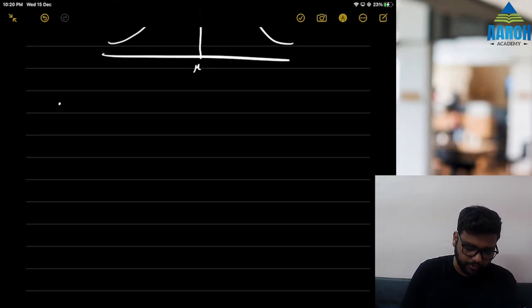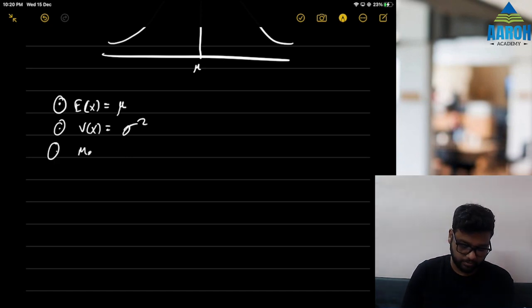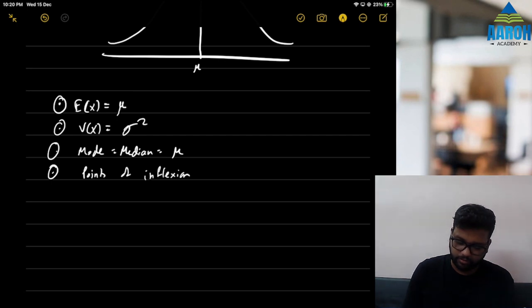Some points to be noted for the normal distribution: its mean is mu, and variance is sigma square. Its mode and median will be the same as the mean. Its points of inflection are mu minus sigma and mu plus sigma.